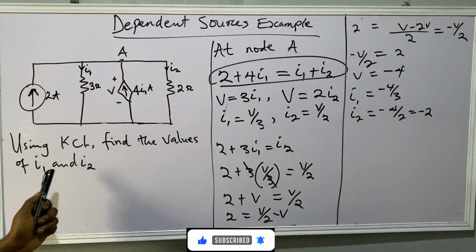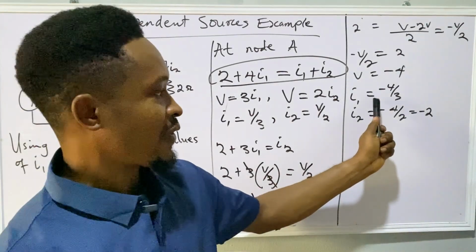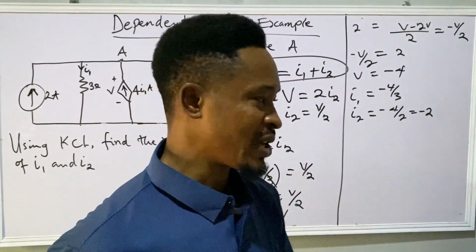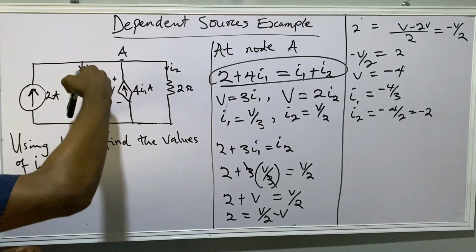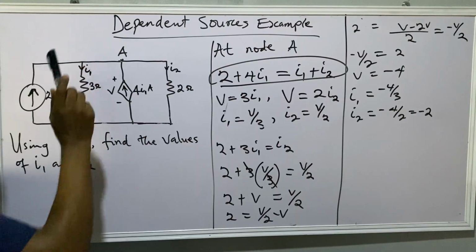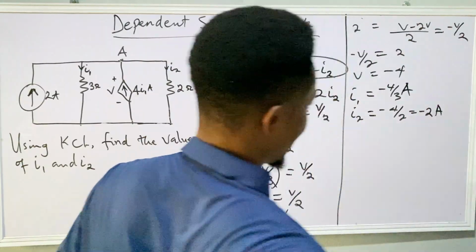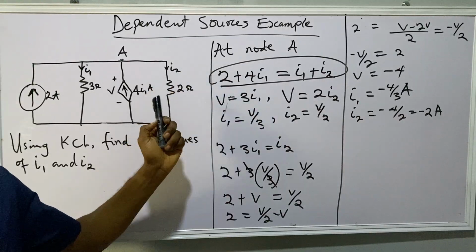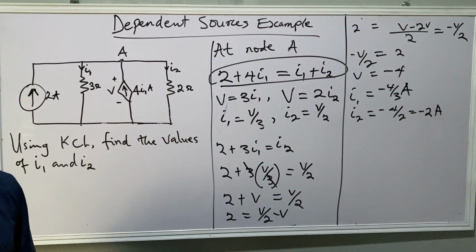You were asked to find the value of I1 and I2. So we've gotten the value of I1 to be minus 4 over 3, and I2 to be minus 2, which means this current I1 is actually not flowing in this direction. It's flowing upward, not downward. I2 also is negative. Pardon my error, I2 is flowing down in this diagram, but the value is minus. So that means the current is flowing in the opposite direction.